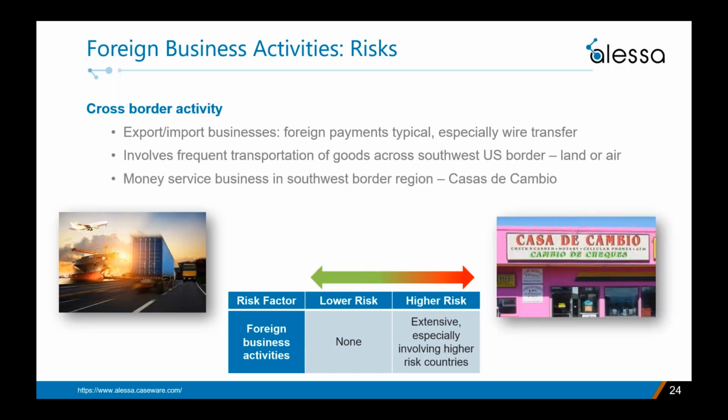Similarly, MSBs that operate in the same region are also considered higher risk. They're often known as casas de cambio or exchange houses. You may recall how one major US financial institution got into some pretty serious trouble several years ago for banking casas de cambio that were directly involved in a multinational narcotics money laundering scheme.